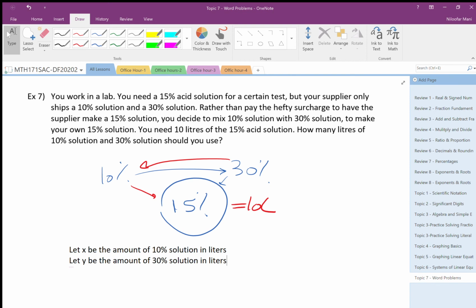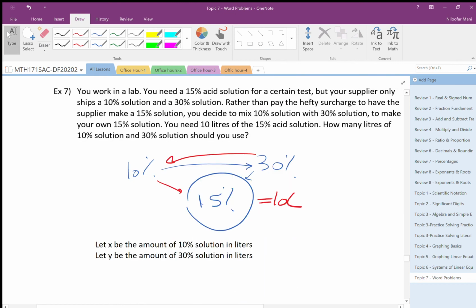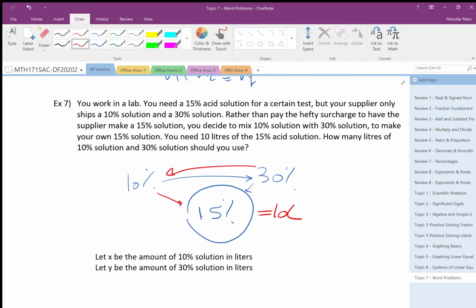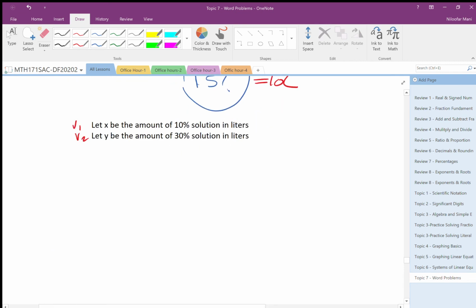Then I use the formula: C1 V1 plus C2 V2 equals C final V final. Oops, V1 plus V2 is V final. So this is C final, this is C1, this is C2, this is V1, this is V2, and that's V final, 10 liters. Now you substitute that.